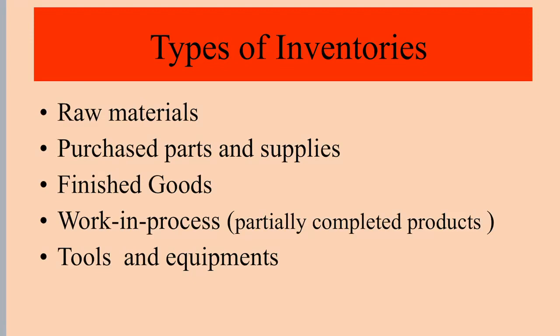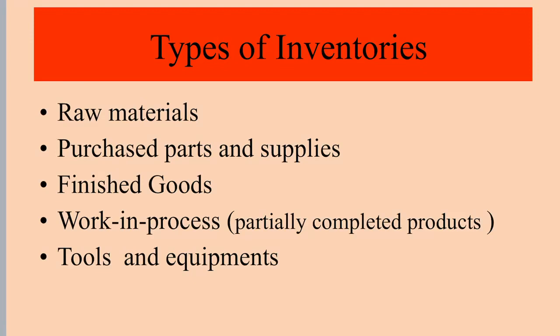And next one is finished goods inventory. As the word says, finished goods are the completed products which are ready to be sent to the market for final consumption. So, all the stocks which are finished, completed and stored at a warehouse or godown, which are finally to be sent to the distributors or marketers, are known as finished goods inventory.